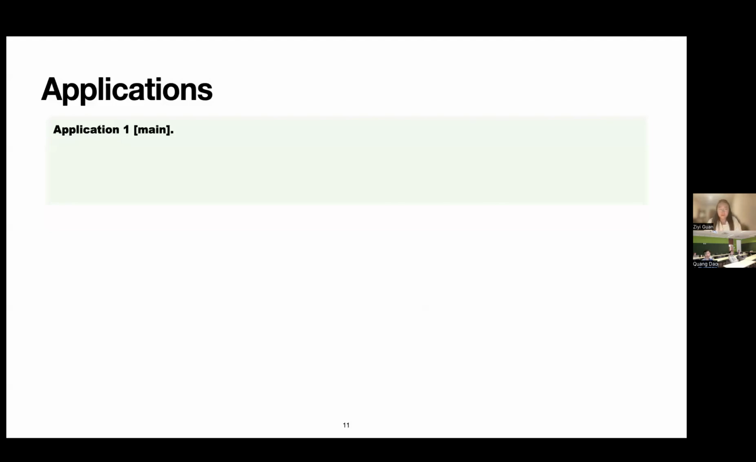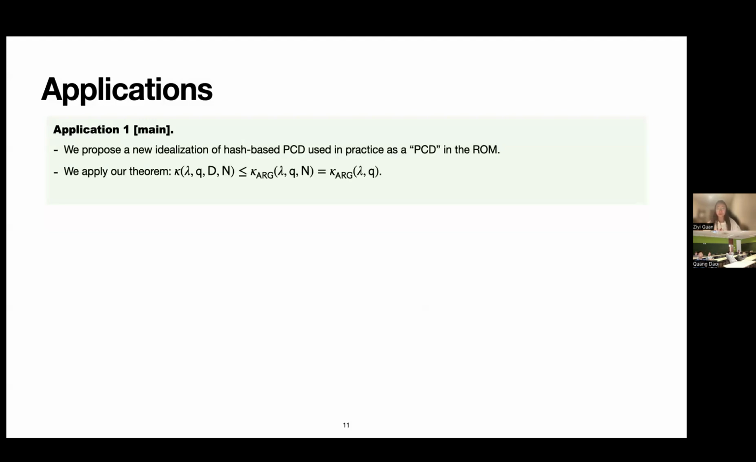So the main application of our theorem, as mentioned before, is how to set parameters for real-life PCD. We propose a new idealization of hash-based PCD used in practice as a "PCD" in the ROM. This PCD is in quotes because it's not exactly a PCD. We will get to this later. Then we can apply our theorem. In general, we say that the knowledge soundness of the PCD is no worse than the knowledge soundness of the argument. And especially in the case of the random oracle, we get something even better.